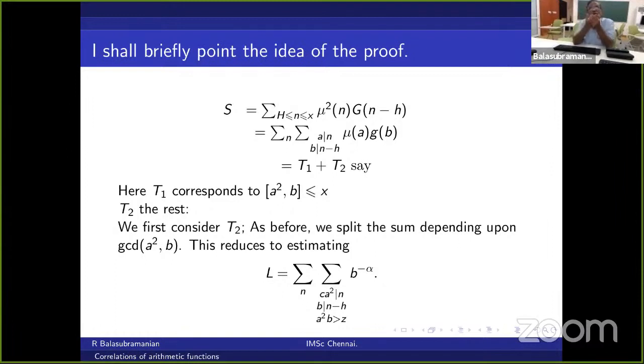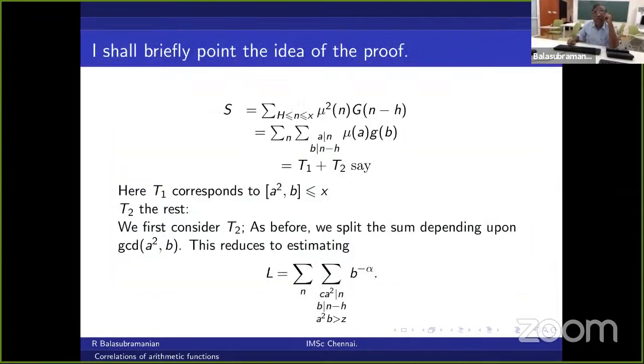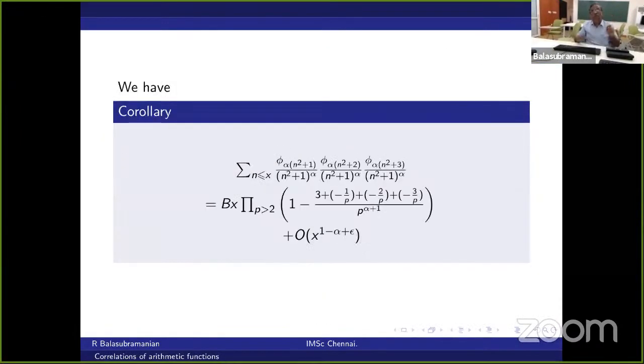The summation of mu A GB you have to sum up, and that should give you the weight term of what is expected. That's exactly the weight term which I have written, namely AB bigger than or equal to 1, AB dividing h, mu of A GB divided by A square. And I think more or less I would stop there, and would be happy to answer any questions.